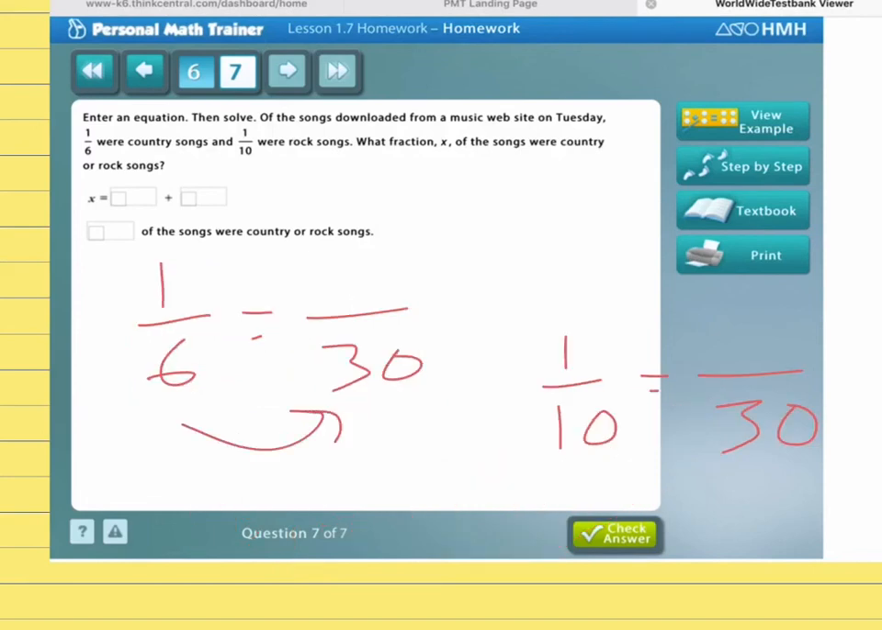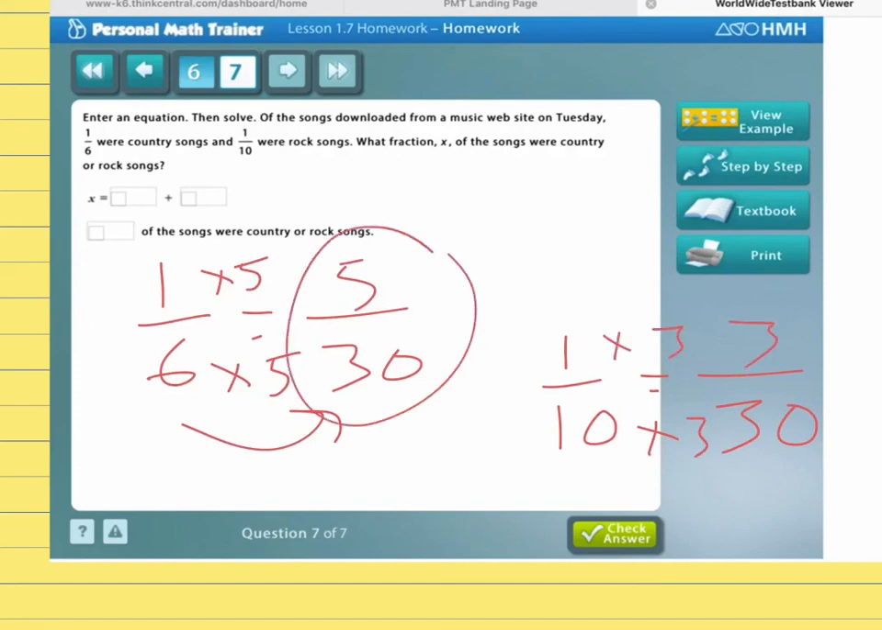So here I know that 5 times 6 is 30. So what you do to the bottom, you do to the top. So that's 5/30ths. And what you do to the bottom, 10 times 3 is 30. 1 times 3 is 3. So you end up with 5/30ths and 3/30ths. And those are like fractions and equivalent. So we can add those very easily. 5 plus 3 is 8. So 8/30ths of the songs were either rock or country.